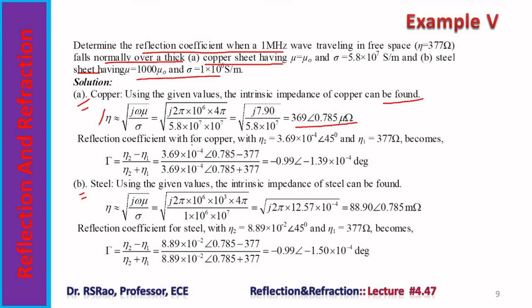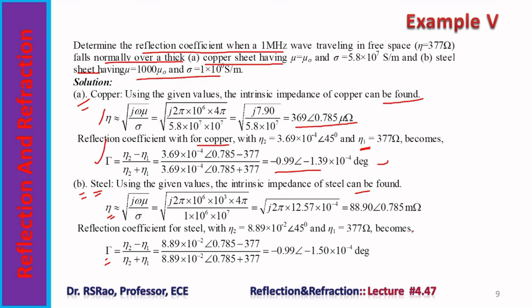Reflection quotient for copper is found with this eta and eta 1. Eta 1 means the free space intrinsic impedance, which is 377 ohms. Using these two quantities, one can find the reflection quotient: eta 2 minus eta 1 over eta 2 plus eta 1. It comes out to be minus 0.99 at an angle of 1.39 × 10^-4 degrees. Steel: using the given values, the intrinsic impedance of steel can be found, so eta first, then the reflection quotient.